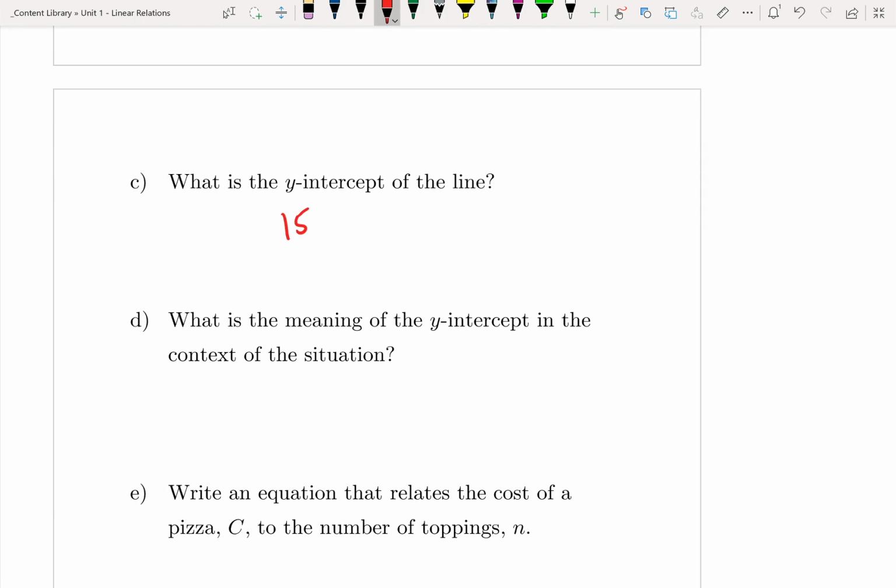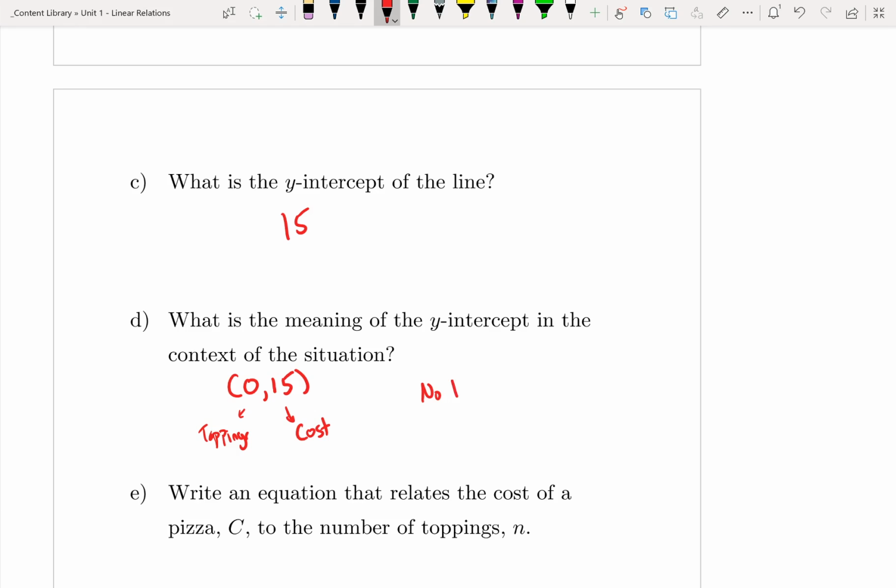What is the meaning of the y-intercept in the context of the situation? Well, the y-intercept in this case is the point (0, 15). Again, we know that the x value refers to toppings, and the y value refers to cost. So the y-intercept in this case means when I have 0 toppings, the cost is $15. So that's the meaning of the y-intercept.